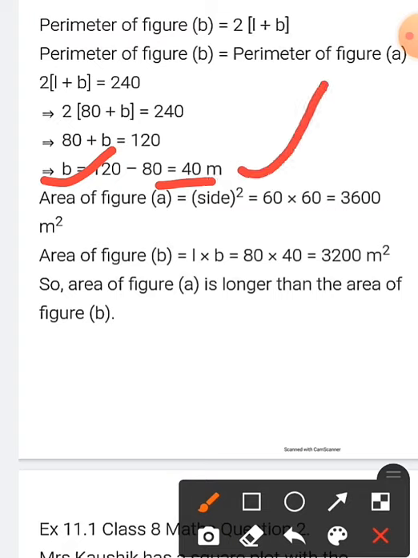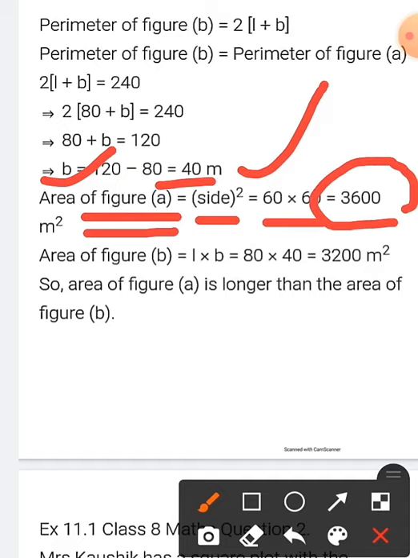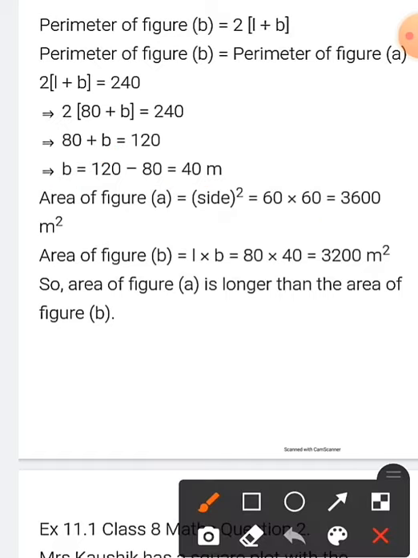Now we can find out the area of both figures and compare which one has the larger area. So now we will find out the area. First of all, the area of the square, the first figure, is side into side. Side square means 60 into 60, so that will be 3600 meters square. Now area is always in square units, so please don't forget to write meter square.